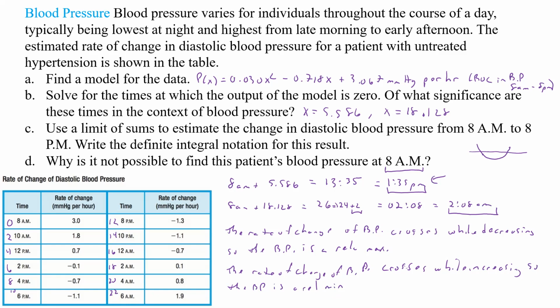So let's see here now. Let's go back to C. Use the limit of sums to estimate the change in diastolic pressure. Write the definite integral notation for the result. Why is it not possible to find the blood pressure at 8 a.m.? All right, so let's go to the next page. All right, so we're going to write the integral here.